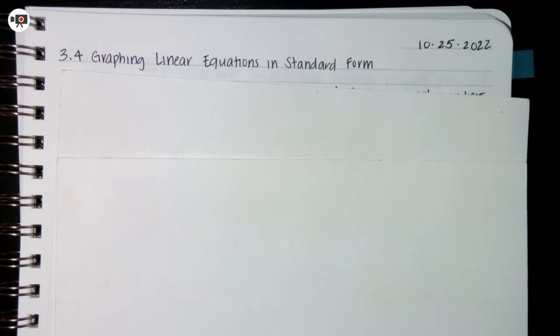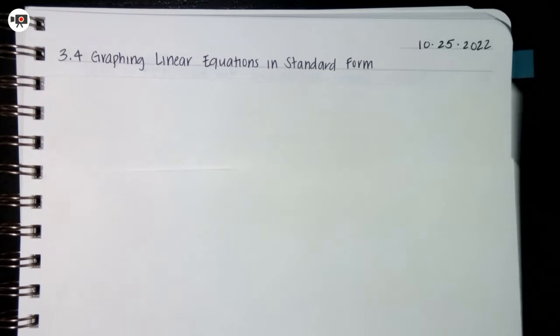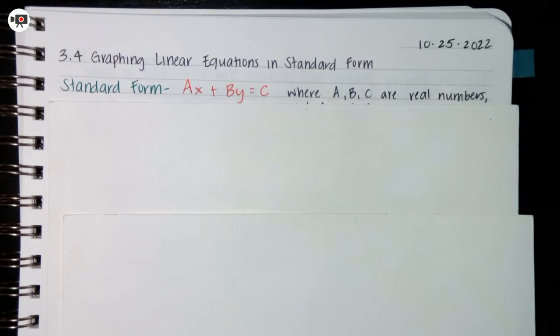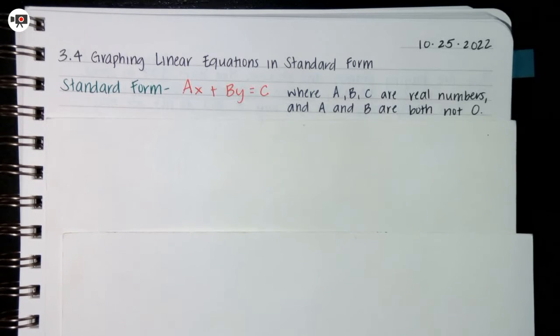This is 3.4, Graphing Linear Equations in Standard Form. So standard form is ax plus by equals c, where a, b, and c are real numbers, and a and b are both not 0.